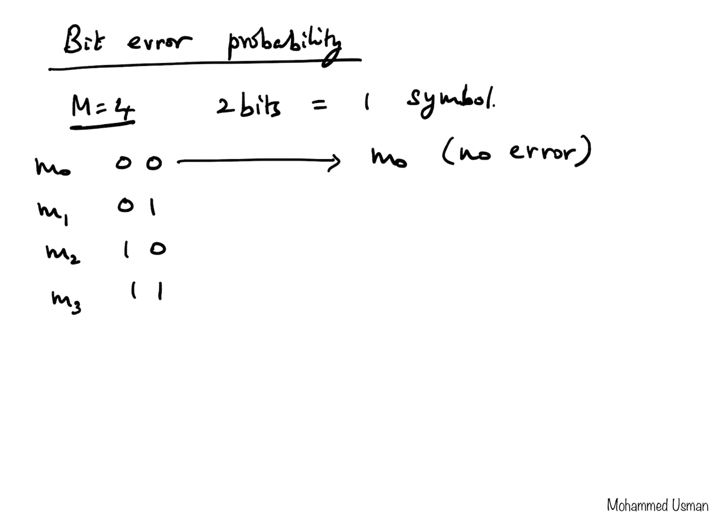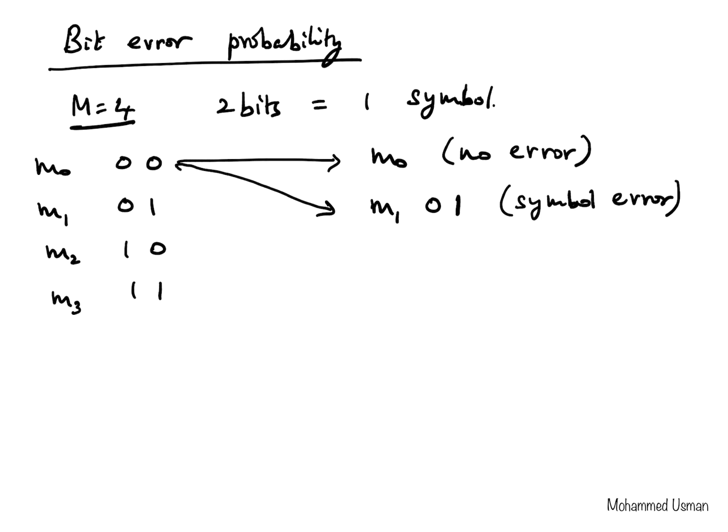But if we transmit M0, and let's say the receiver decides this as being M1. M1 is 0 1. So we transmitted 0 0, but the received sequence is M1, which is 0 1. So that is one symbol error. Okay, so that constitutes a symbol error.